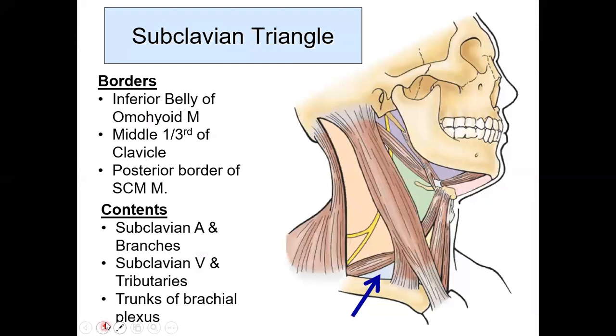Okay. So, talking about the triangles, we're going to start with our subclavian triangle. For each of these, you're going to want to know the borders, and if there are any contents, you're going to want to know the contents of the triangles. Your subclavian is literally here by your clavicle. The borders of your subclavian triangle include the inferior belly of omohyoid, the middle third of the clavicle, and the posterior border of your sternocleidomastoid muscle. Within your subclavian triangle, you have your subclavian artery, your subclavian vein, and the trunks of the brachial plexus all passing through.